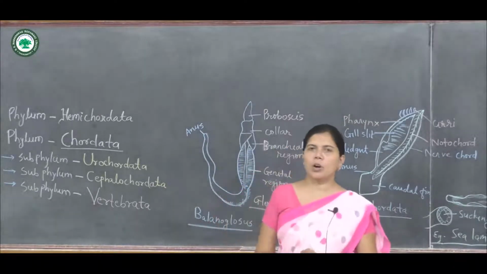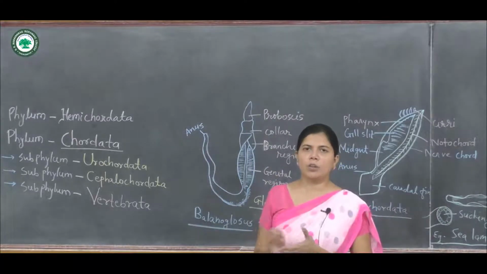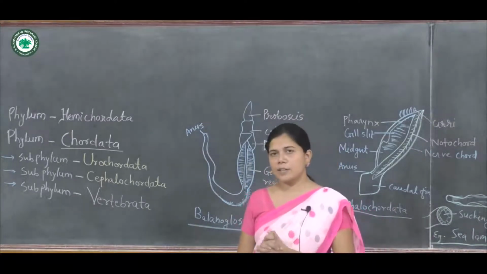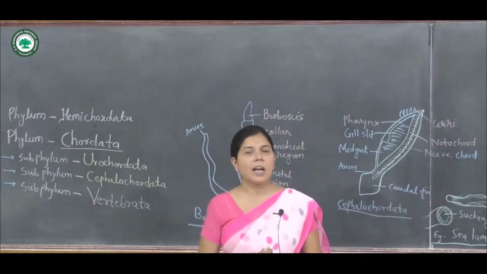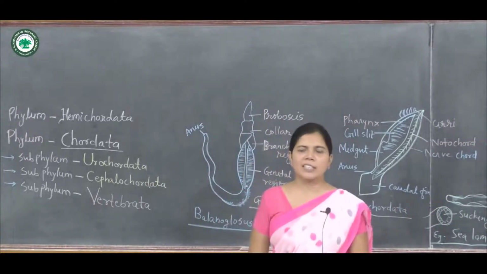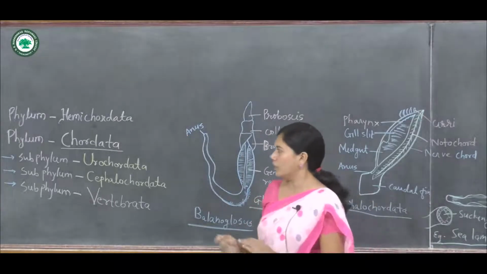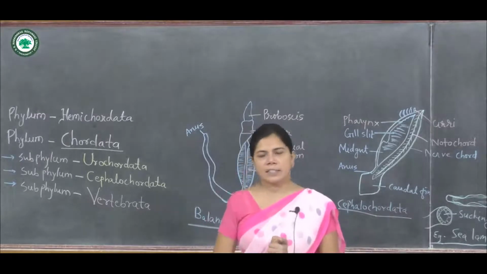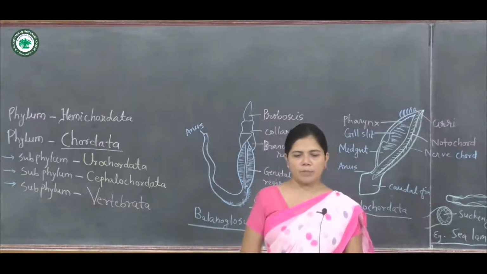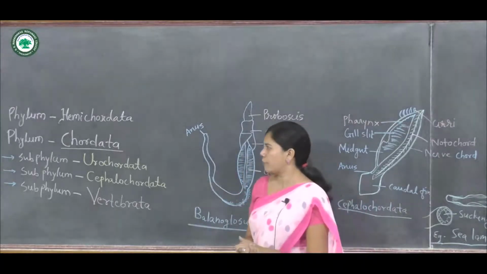Means the notochord and the nerve cord are present throughout the body length. The presence of the ventral heart and the presence of the notochord are characteristic of the phylum Chordata. The phylum Chordata is divided into 3 subphyla.